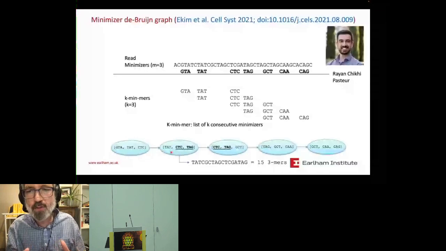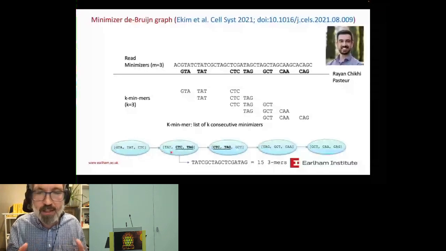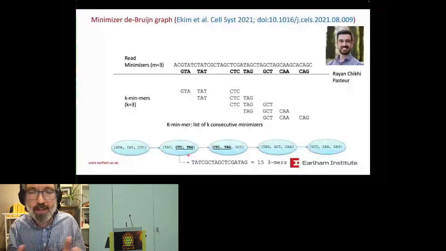Now this has multiple advantages in terms of the assembly. It's obviously far more efficient because in our case we're only using 1 in 200 of the k-mers, but it's also more robust to noise because if an error lies between minimizers, then you effectively ignore it. And in particular in metagenomics, it turns out to be very effective, I think, because you're effectively doing a lower resolution assembly because you're only using those minimizers.